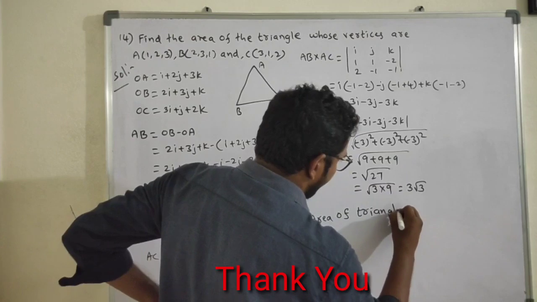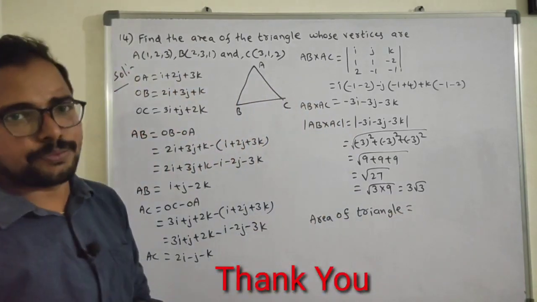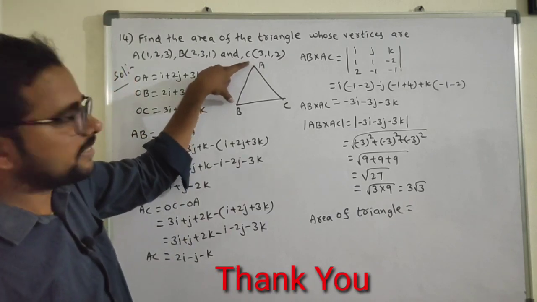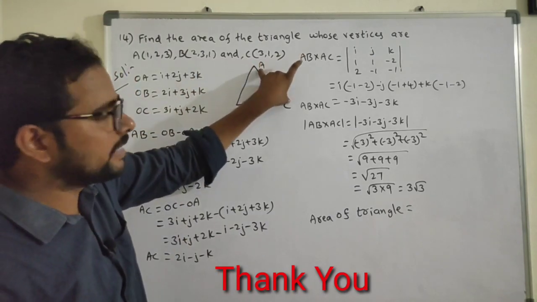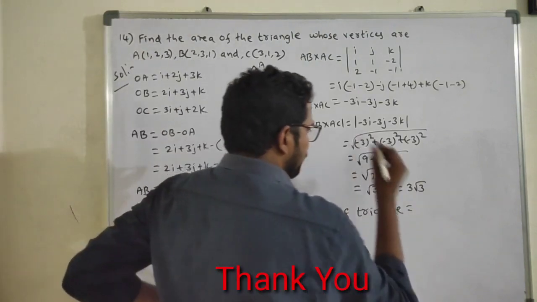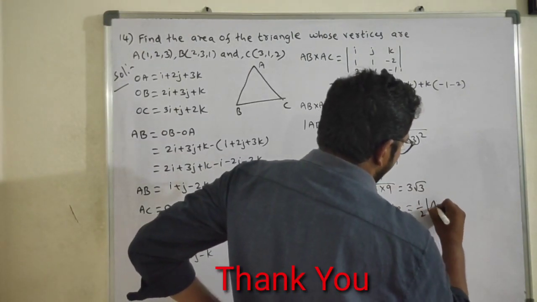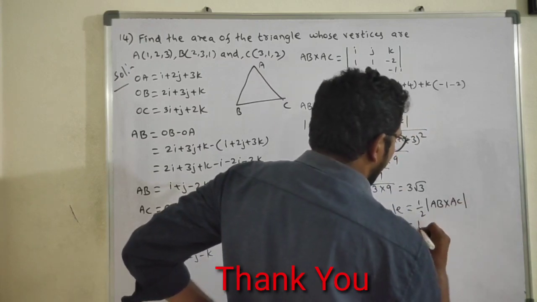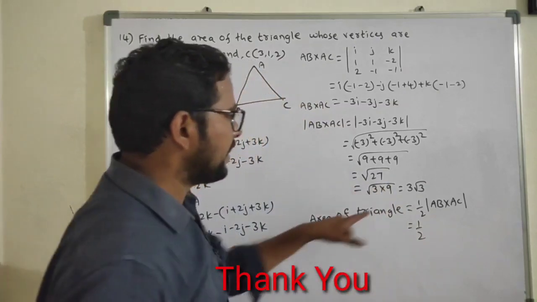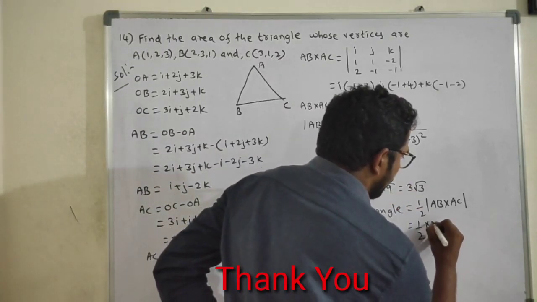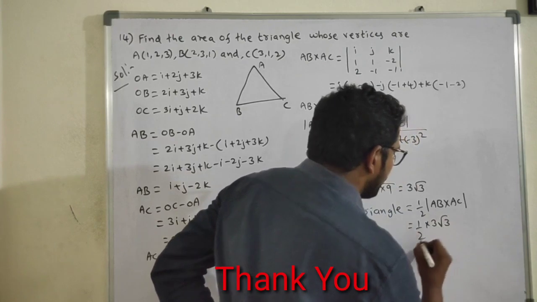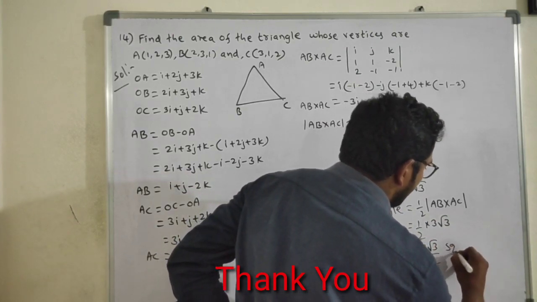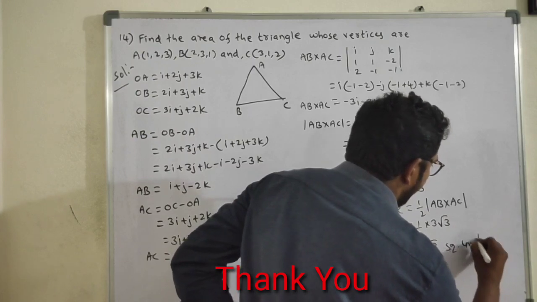So area of triangle is equal to, what is the formula? Half into modulus a cross b, where a and b are adjacent sides. Here AB is equal to a, AC is equal to b. Okay? And half into modulus AB cross AC. Here AB and AC are adjacent sides. Half into, what is the modulus AB cross AC value? 3 root 3. So half into 3 root 3, that is 3 root 3 by 2 square units. This is the area of the triangle.